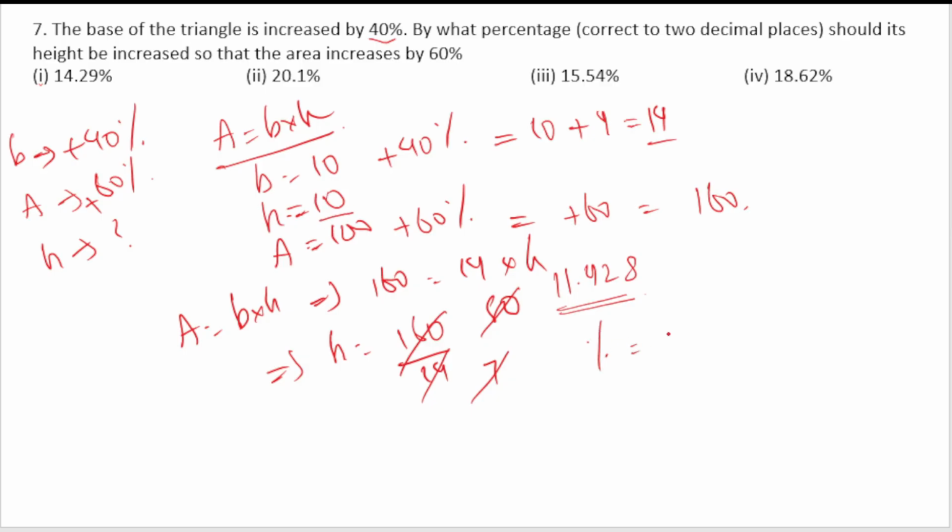What is the percentage increase here? Here the difference is 1.428 divided by initial height is 10 into 100. If you simplify, you will get 14.28% is the percentage increase in height.